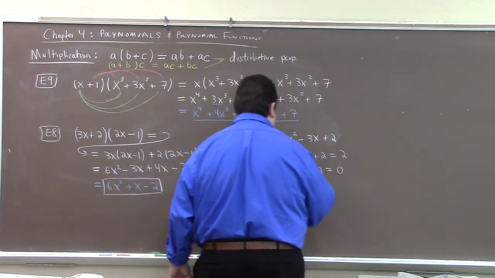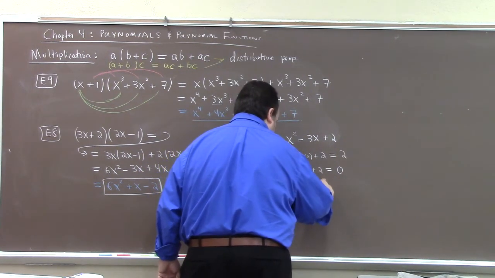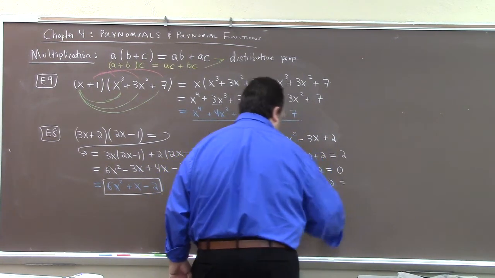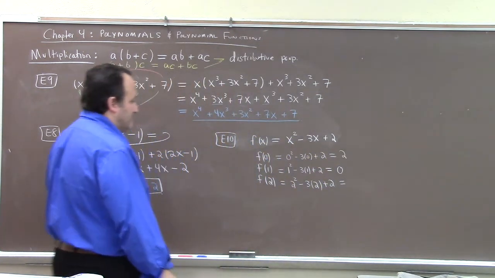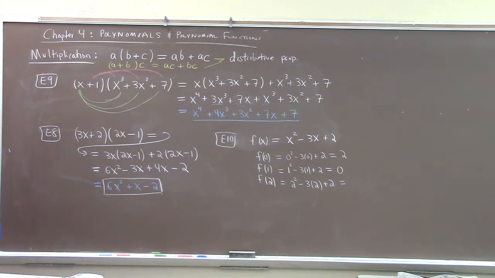How about 2? F of 2. There you've got 2 squared minus 3 times 2 plus 2. So that's 4 minus 6 plus 2. Alternatively, that's 6 minus 6, right? If I put the last and the first together, I got 6, and I got a minus 6 in the middle. 0, right?